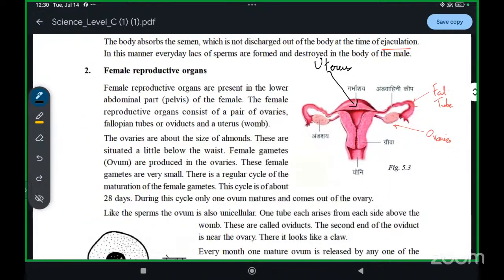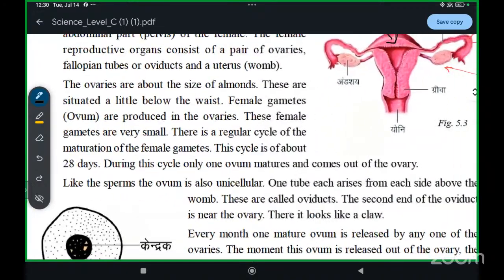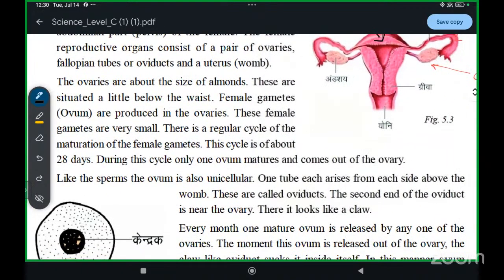Now see, the ovaries are about the size of almonds. These are situated a little above the waist. Female gametes are produced in the ovaries. Female eggs are known as ovum.